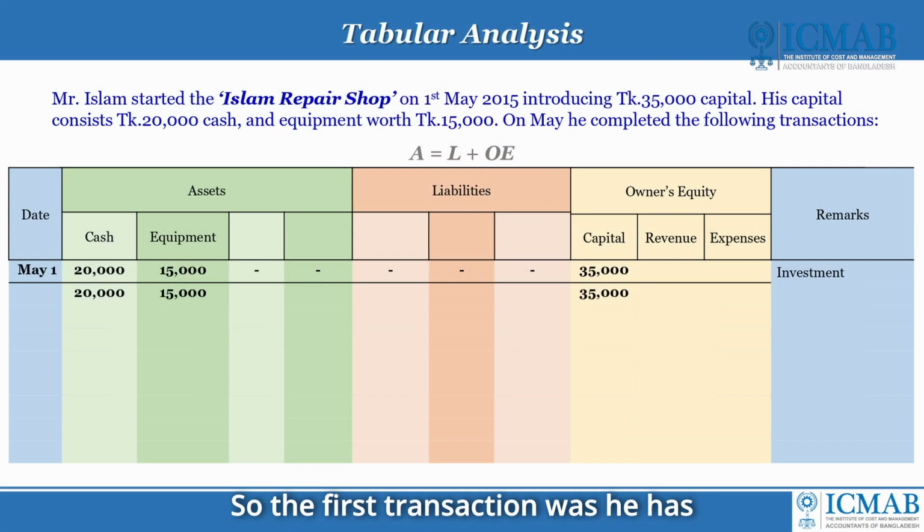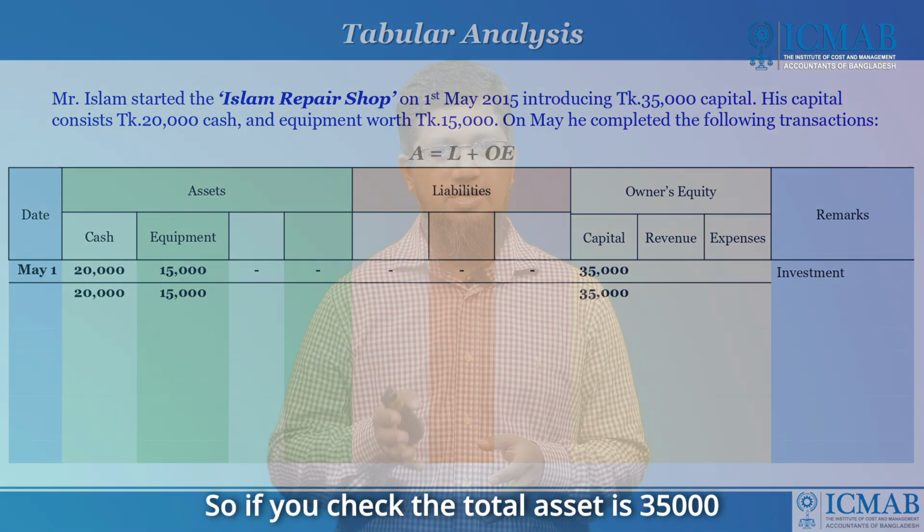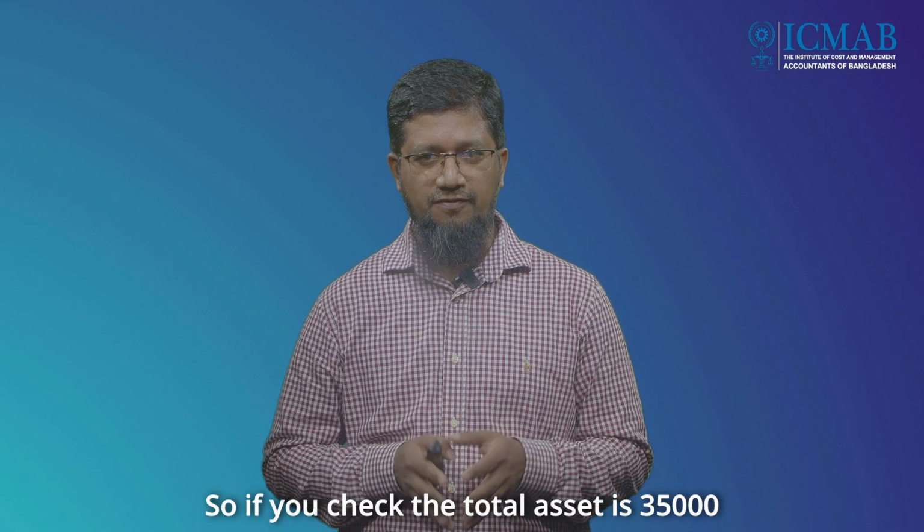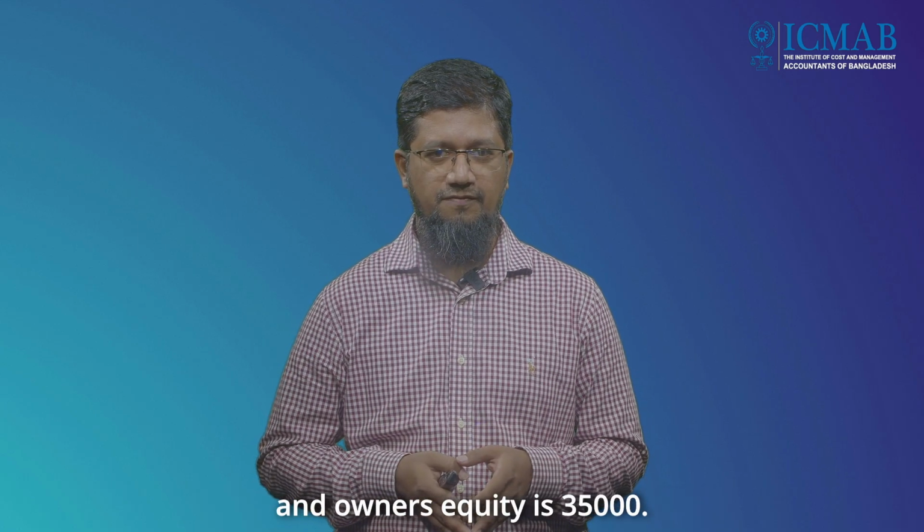So the first transaction was he has invested Taka 35,000 and his capital consists of Taka 20,000 as cash and equipment of Taka 15,000. So in the accounting equation, we have to put this information under the column cash, Taka 20,000, and under the column equipment, Taka 15,000. And then we have to put Taka 35,000 as capital under the broad heading owner's equity. So if you check, the total asset is 35,000 and owner's equity is 35,000.